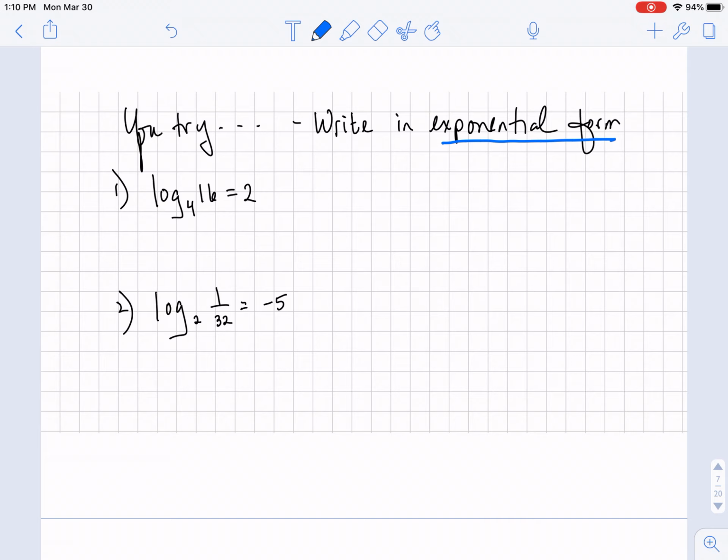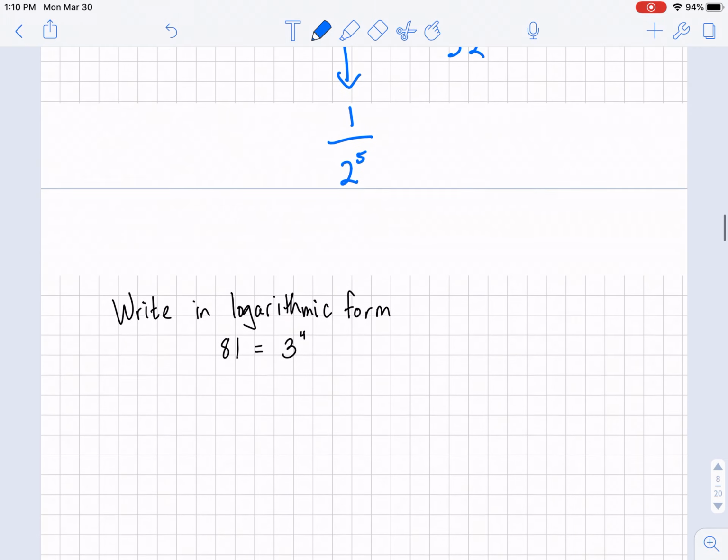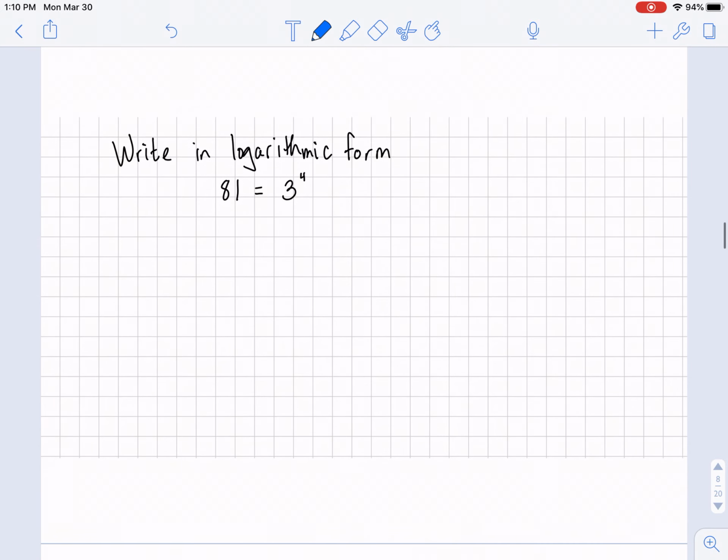Okay, we're back. Hopefully you got this one. 4 to the second is equal to 16. And then this one, 2 to the negative 5 is equal to 1 over 32. And again, 2 to the negative 5 really equals 1 over 2 to the positive 5. If I multiply 2 five times, I get 1 over 32. So that works.